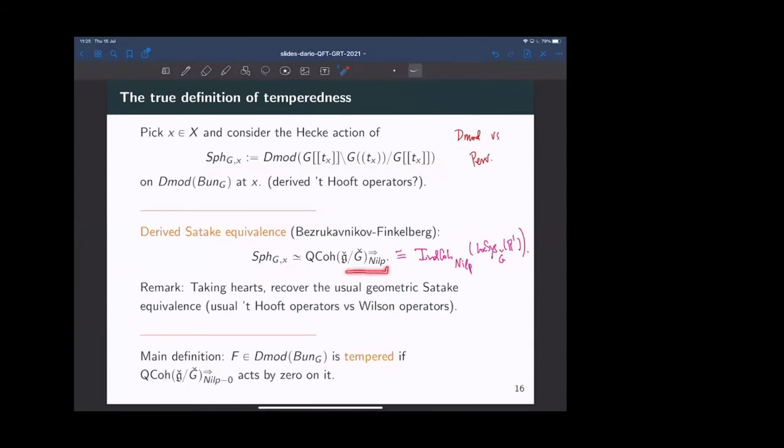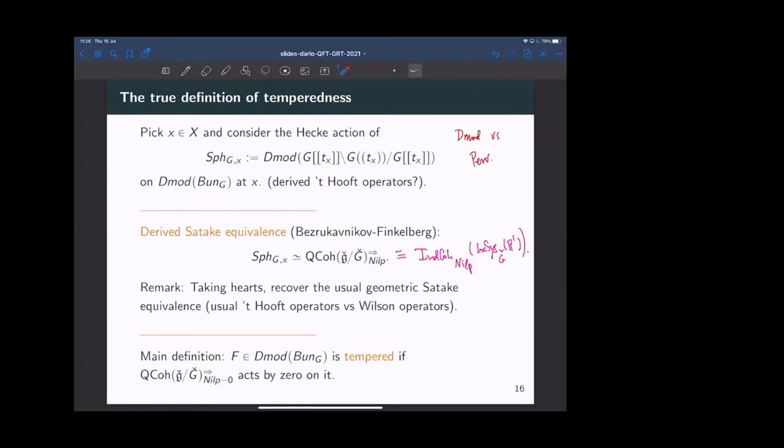And here, if you take hearts, everything goes away. So nilp goes away, this shift goes away, this G goes away. You get a representation of G check, the abelian category of representations of the underlying group. And so that, as far as I know, is the usual physics. Well, the usual geometric Satake, which is the usual duality between 't Hooft operators and Wilson operators. But here I need a derived enhancement, which is this.